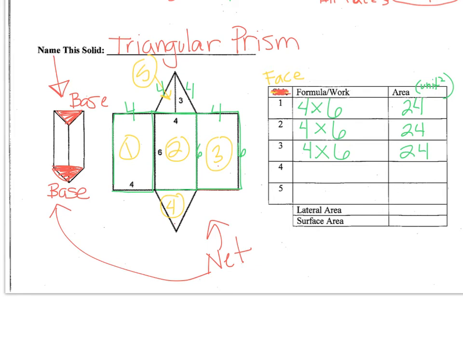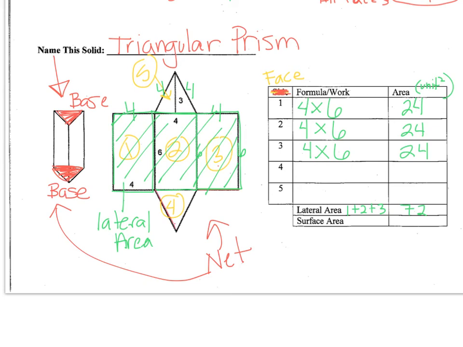Up top, we talked about the word lateral. Lateral faces are all of the faces that are not a base. So these 3 rectangles, that is our lateral area. All of the faces that are not a base. So lateral area is 1 plus 2 plus 3. And if I take 24 times 3, is that 72? Okay, so now we have our lateral area taken care of.